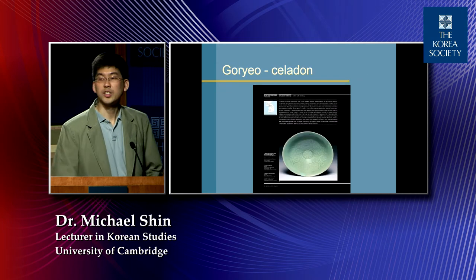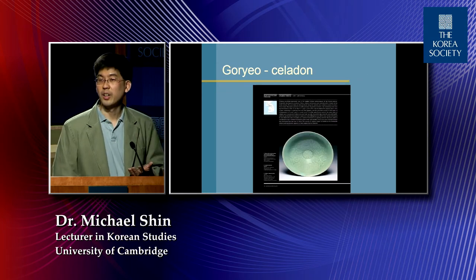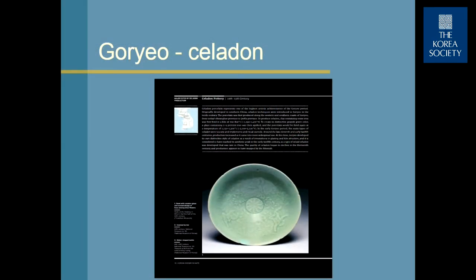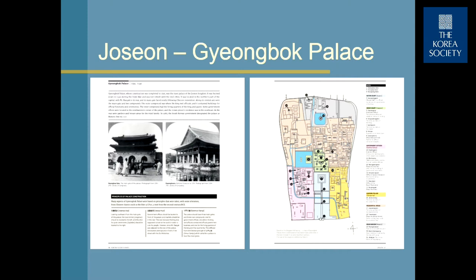Oh, yeah, we also have a section on Celadon pottery, explaining how it was produced and where it was produced. Then we have a section on Gyeongbok Palace. As you can see, we picked the things a Westerner would most likely know about, or would most likely see if they visit Korea. But we tried to take it one step further.